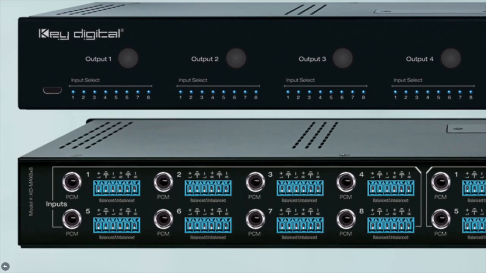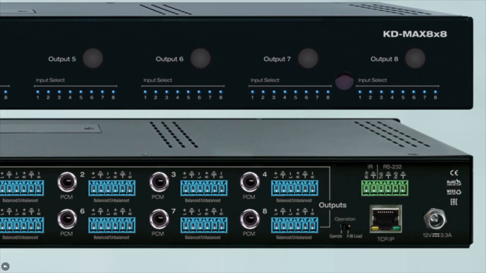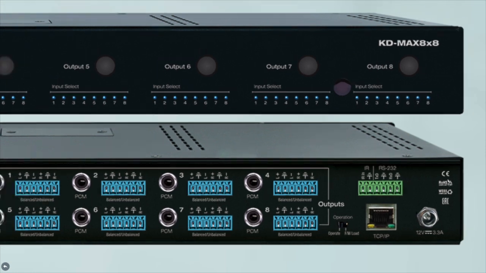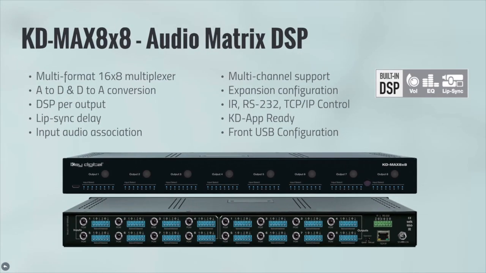Each of the 8 inputs has both analog and digital connectivity, which are independently selectable per output, creating a 16:8 multiplexing product. Each of the 8 outputs has analog and digital connectivity, both of which will output the selected source, where compatible, of course, meaning multi-channel selections cannot be down-converted in output to 2-channel on the analog connections.